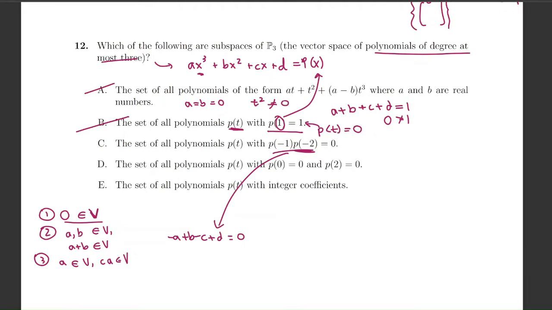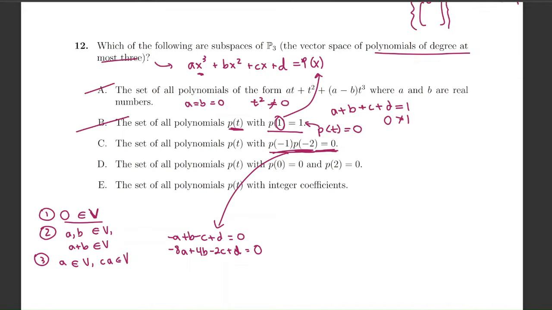Okay, so plugging in x equals negative 2, we get negative 8a plus 4b minus 2c plus d equals 0, right? Because either p(-1) equals 0 or p(-2) equals 0, or they both equal 0 to satisfy their multiplication equaling 0.